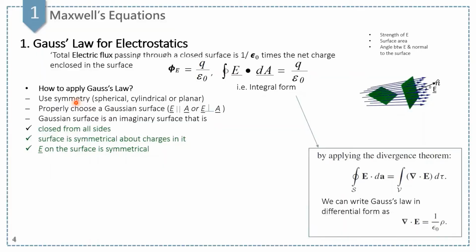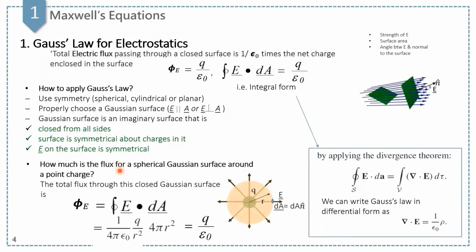Now the question is how to apply Gauss's law. For that, the first thing, you should use the symmetry. That could be either spherical, cylindrical, or planar. And the second, you need to properly choose a Gaussian surface. For that, electric field should be parallel to surface area or perpendicular to surface area. The Gaussian surface is an imaginary surface that is closed from all sides, and the surface is symmetrical about charges. And the third, electric field should be symmetric on the surface.